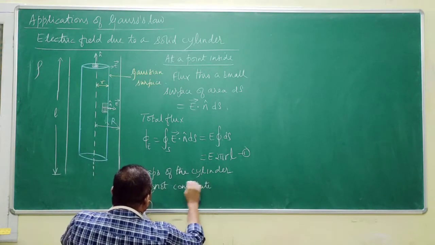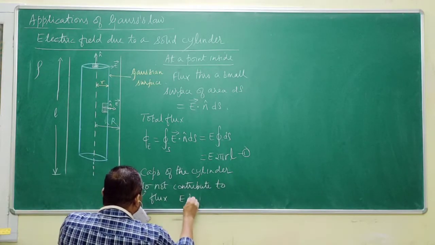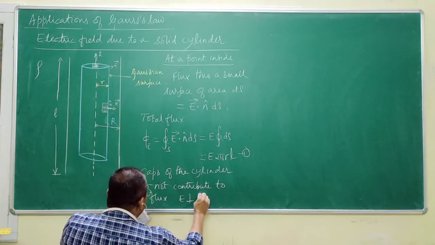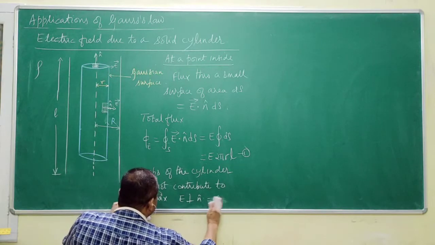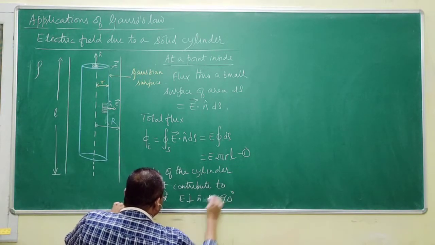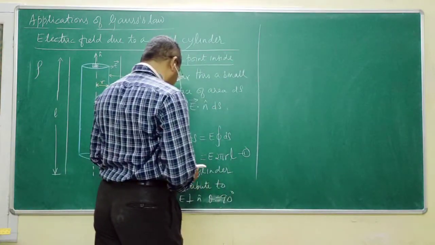They do not contribute to flux because E is perpendicular to ds or n unit vector. Okay, this will be 0. Theta will be 90 degrees, perpendicular. Theta is equal to 90 degrees. Cos 90 will be 0.